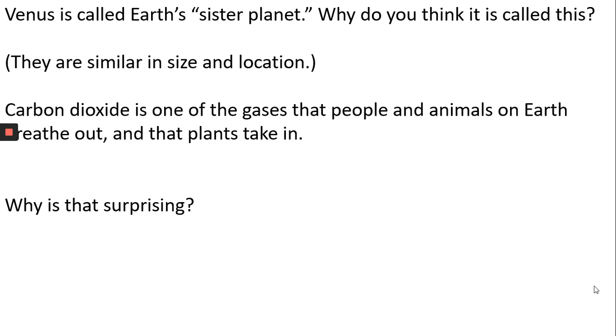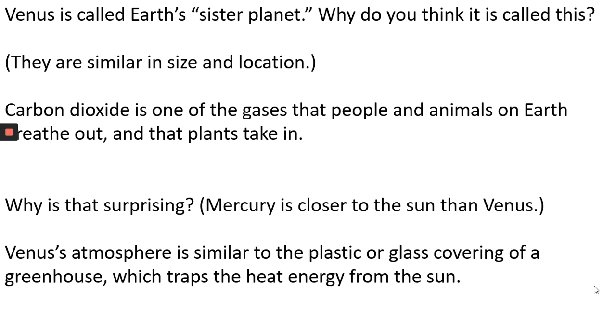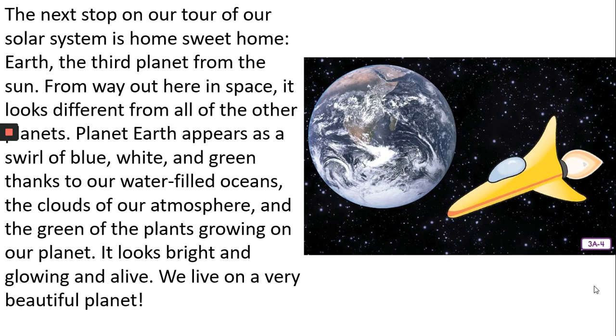Carbon dioxide is one of the gases that people and animals on Earth breathe out and that plants take in. Mercury is closer to the sun than Venus, so you would think that Mercury would be hotter, but Mercury doesn't have the atmosphere Venus does. Now, Venus's atmosphere is similar to the plastic or glass covering of a greenhouse, which traps the heat energy from the sun.